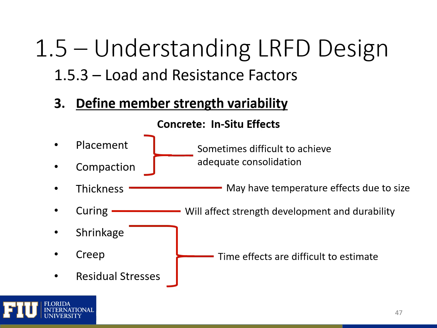We'll also have some variability due to in situ effects in our concrete. So sometimes it's difficult to achieve adequate consolidation, so we'll have some variability because of placement and compaction. We may have temperature effects due to size, so we'll have some variability in thickness. Curing will impact the strength, so we may have some variability based on the exact curing conditions. And then our time effects are really difficult to estimate, so there will be some variability due to the shrinkage, creep, and residual stresses in our concrete.